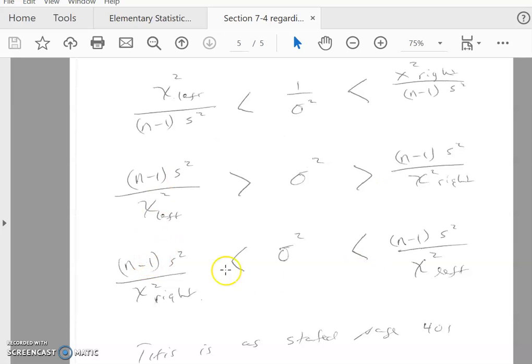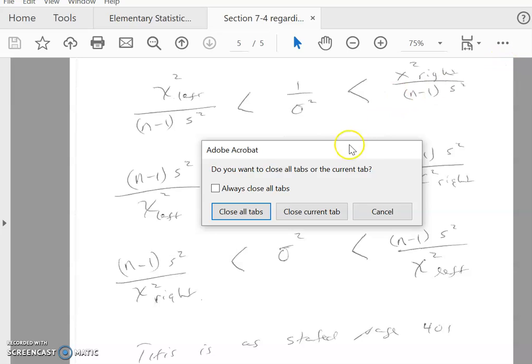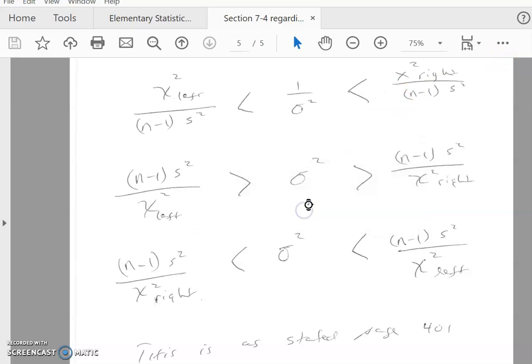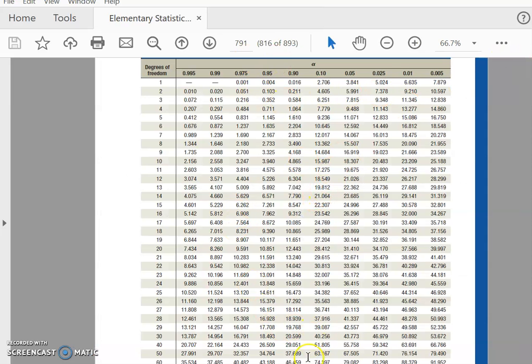So if you can remember this, that's great. If you just have to memorize it, that's fine too. I don't know what to tell you, really. That's the one thing about this that I find slightly confusing.